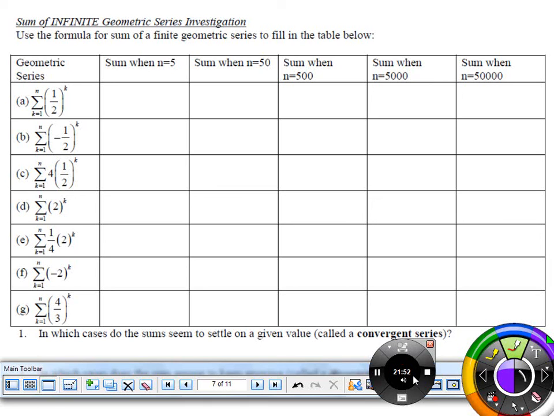Okay? What do you guys expect to happen as you find the sum for 5, then for 50, then for 500 terms, then for 5,000 terms, and then for 50,000 terms? What's going to happen? I see Lauren's hand, but she's answered a lot of my questions. What's going to happen when you add more terms together? So first you're adding 5 terms, then you're adding 50, then you're adding 500, then you're adding 5,000, then you're adding 50,000 terms together. You have to have some expectation. What do you think is going to happen?